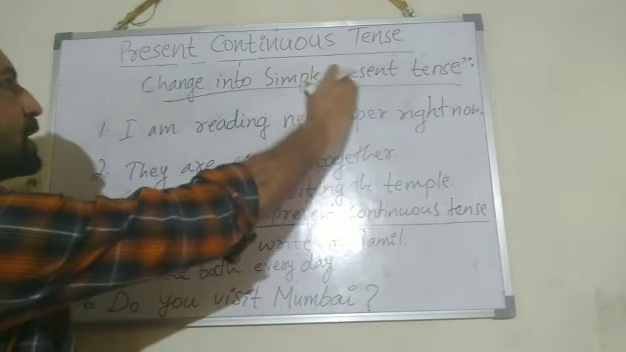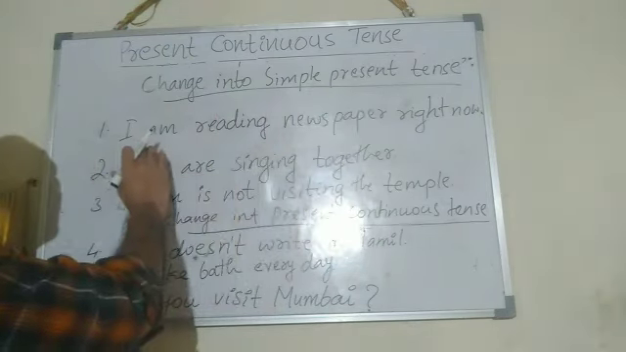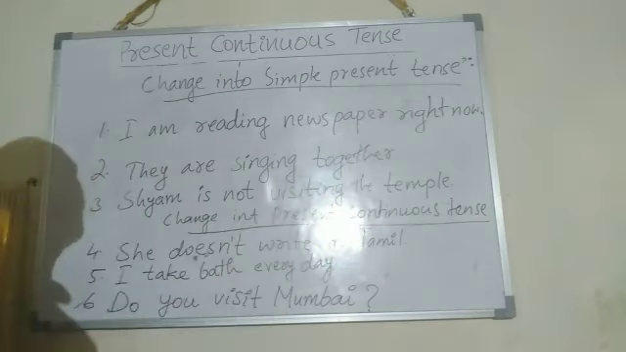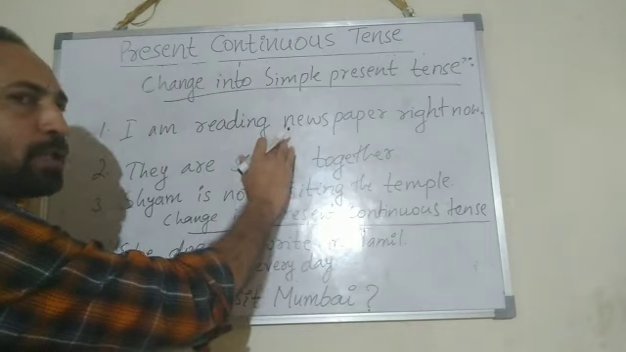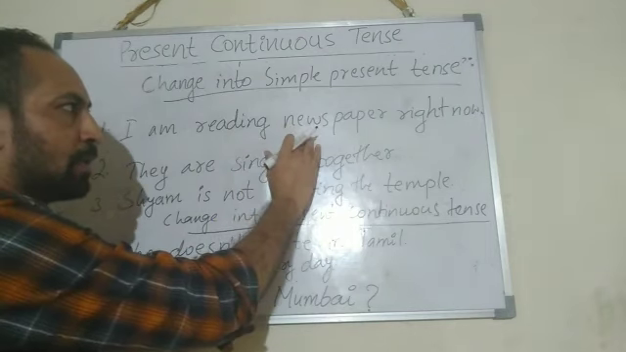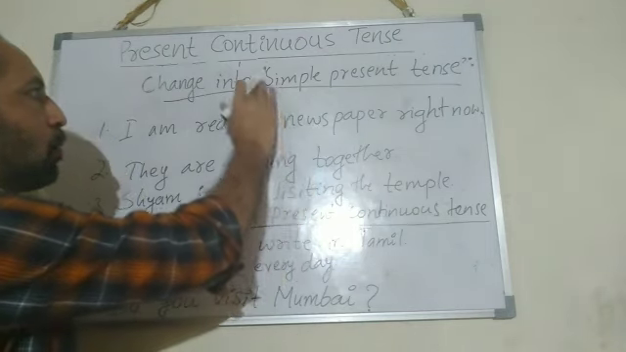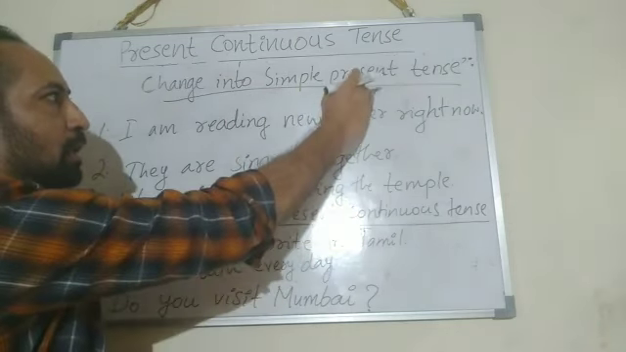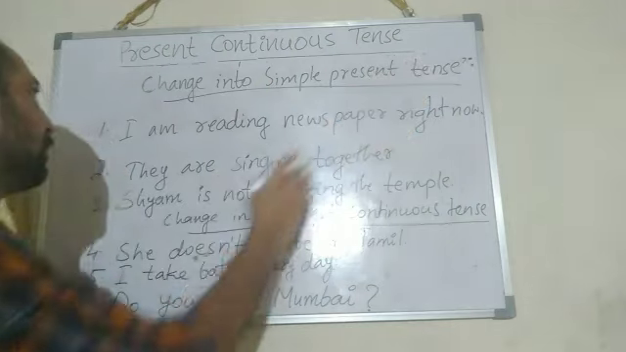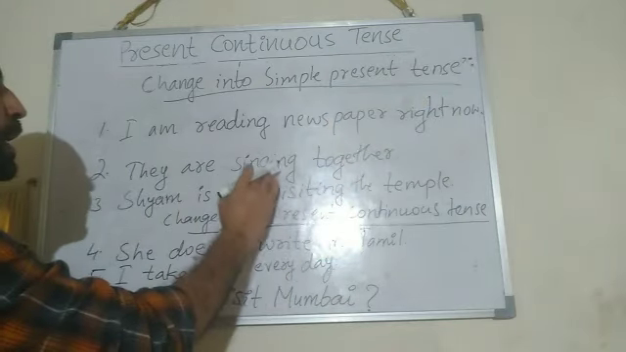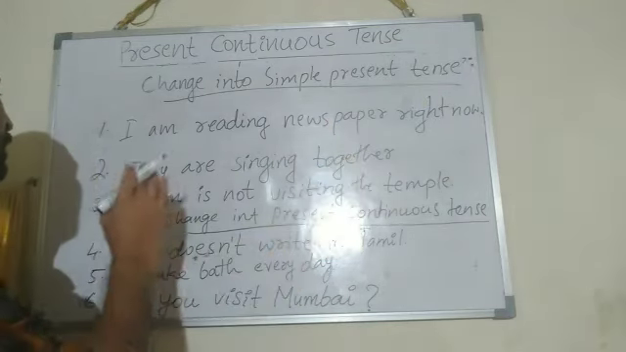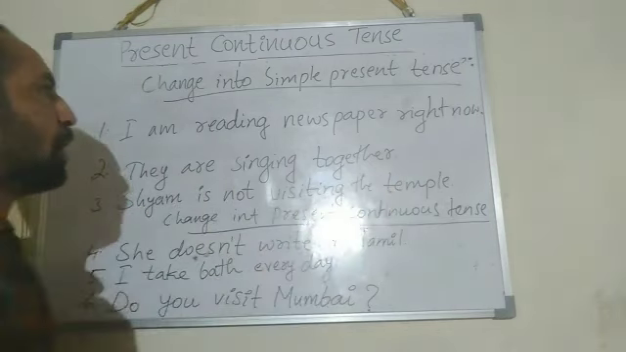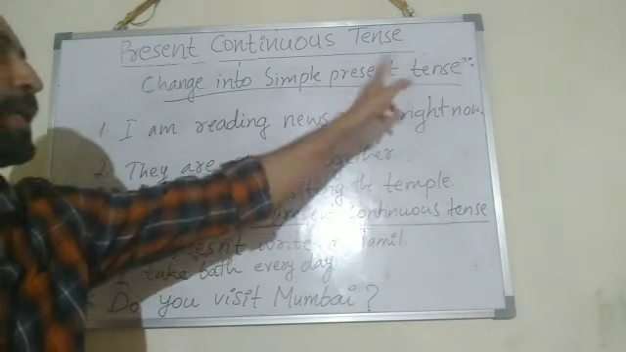Change into simple present tense. Question number 1. I am reading newspaper right now. You have to understand which tense it is written in and what the question asks, and change accordingly. Here you have to change into present tense. They are singing together. Shyam is not visiting the temple. You have to change these into simple present tense.